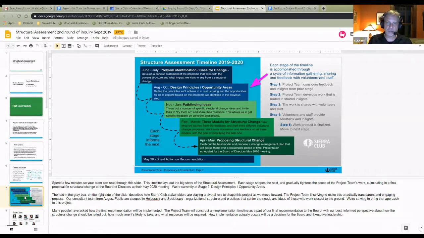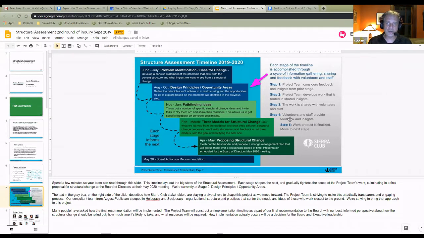Third stage in February and March, 3 models for structural change, where we'll be taking certain pathfinding ideas and packaging them together in what we think is a model for what the structure of the Sierra Club could look like going forward. And then we'll narrow those down to a preferred option and propose that to the board in April and May. And again, with those 3 models, we're going to be soliciting input and ideas and using that to help shape the final decision. And then finally, May 20th isn't quite accurate. It's actually May 15th is the board date of action on the recommendation.